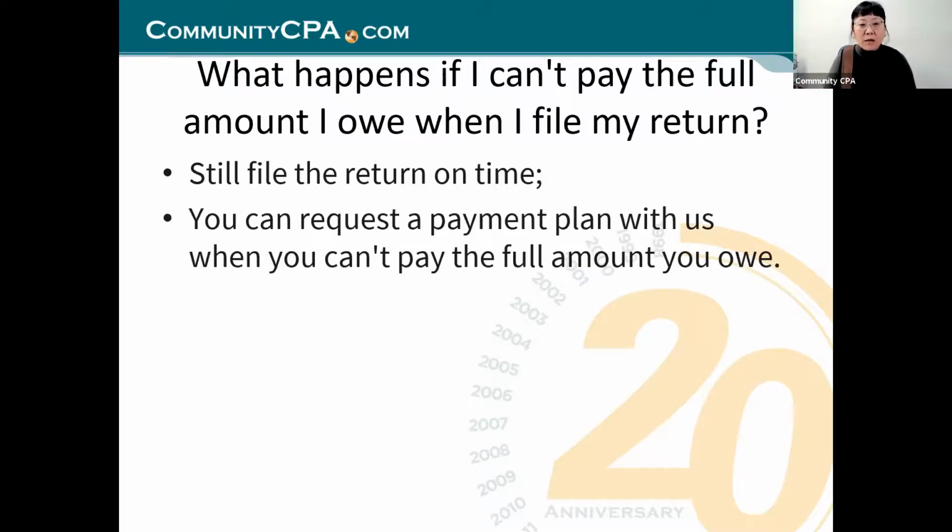So that's why we encourage you to get your return filed, know your liability, then work to overcome that. It's better than not knowing, don't you think? Right? So you can always request a payment plan from the IRS, or we can help you. We help a lot of people with that.